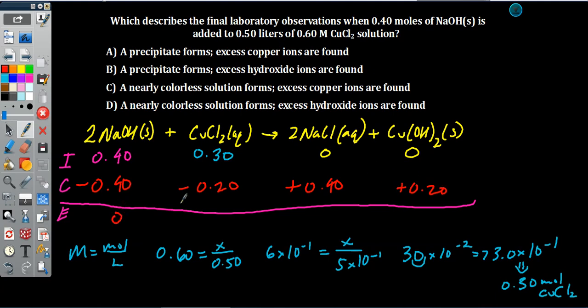So at the end, 0, 0.10, 0.40, and 0.20, meaning that not only do you get a precipitate that forms, but the thing that's going to be in excess, copper(II) chloride, which means I'll have some extra copper ions floating around. Boom.